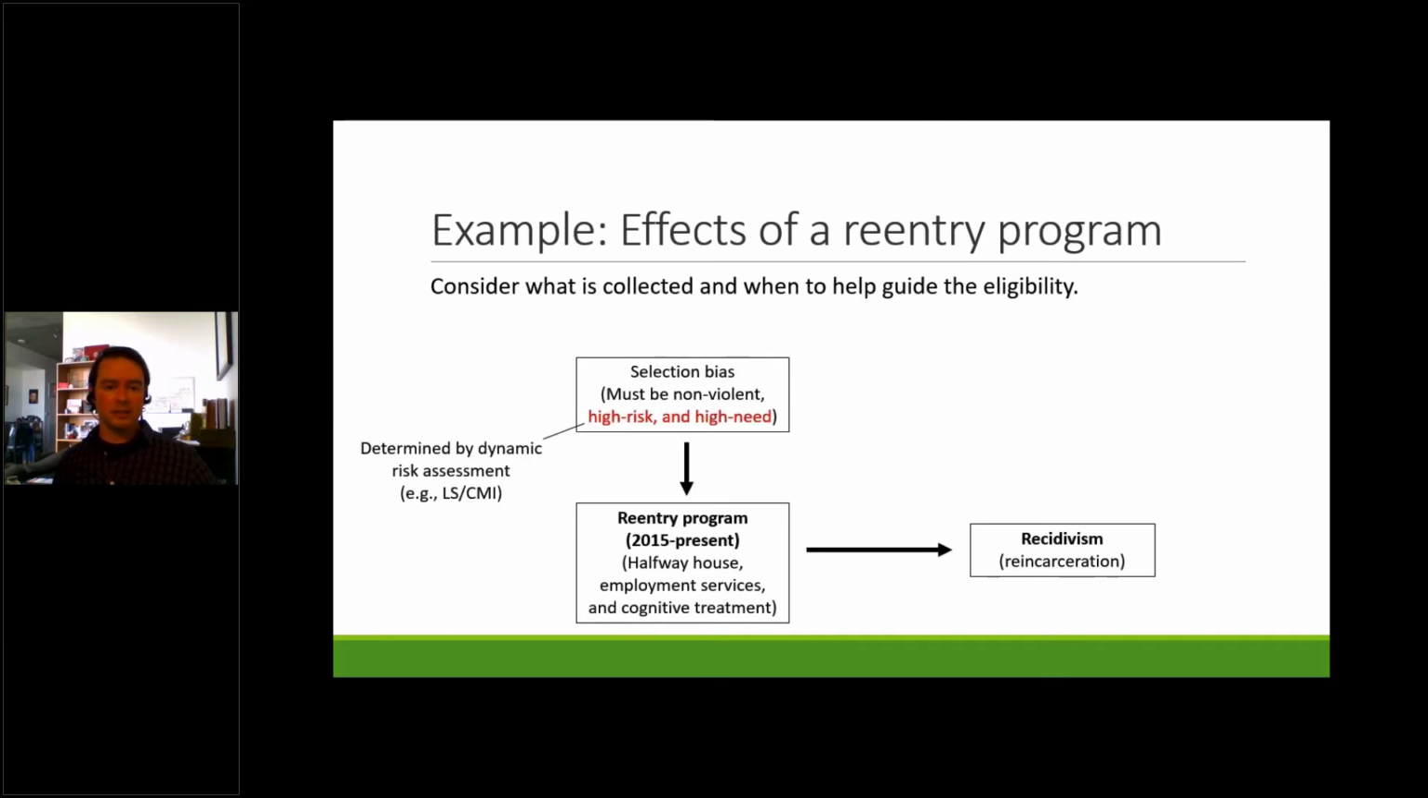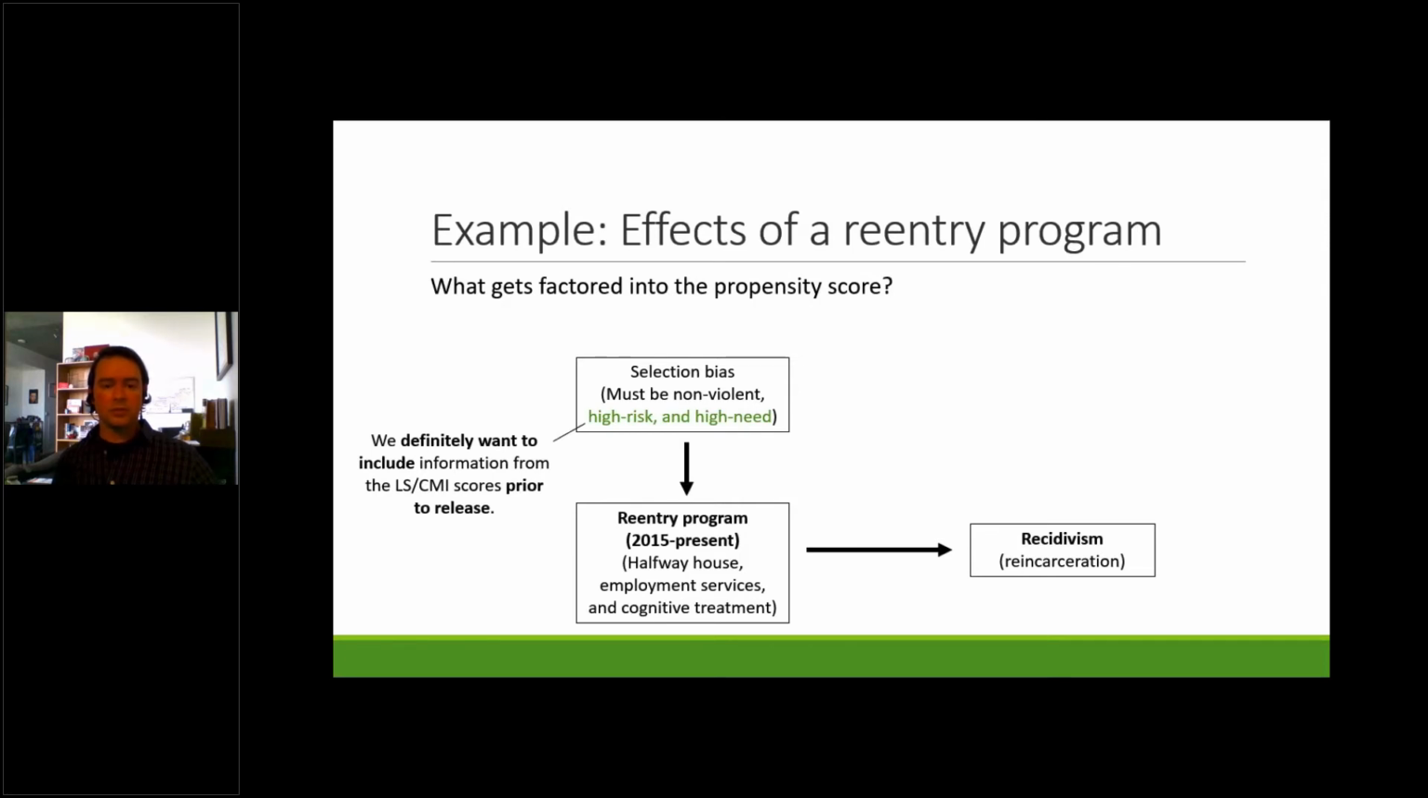Considering what is collected and how it helps guide the eligibility, we need to know that it is possible that the high risk and need aspects of an individual are determined by a dynamic risk assessment, such as the Level of Service Case Management Inventory, or the LSCMI, which is an off-the-shelf fourth generation risk assessment. Which policy, in this case, maybe policy dictates that it's collected at intake to prison, it's collected at release, or it's supposed to be, and then every 6 to 12 months after that while the person's in the community.